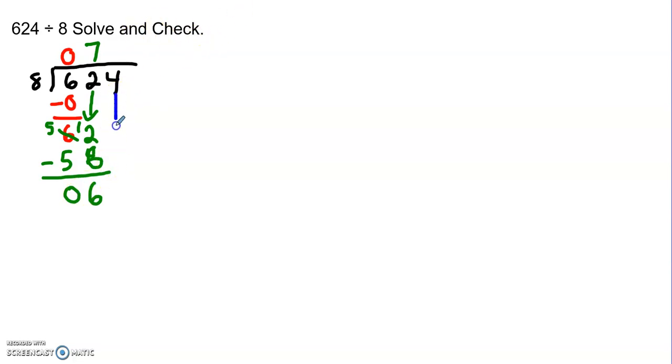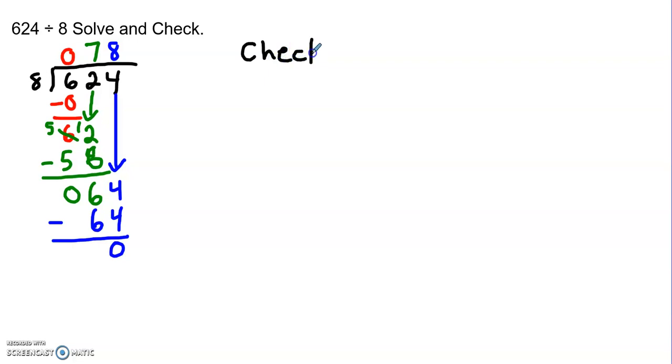But I'm not done yet because I didn't account for this 4. So I'm going to bring down the 4. 8 times 8 I know is 64. So I'm putting an 8 above the 4 and I subtract the 64. So 64 minus 64 is 0. Since this is a 0 and I have no numbers to finish with, I know that I'm done with my division. So I just have to do my check.